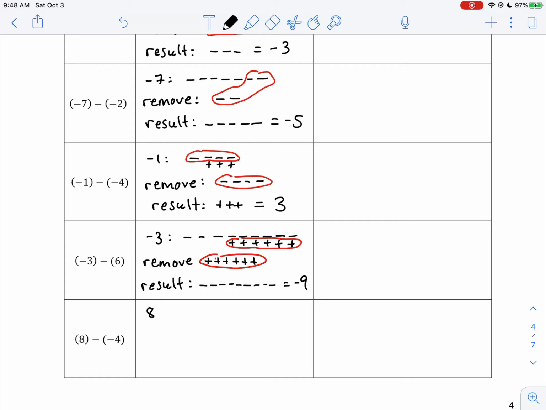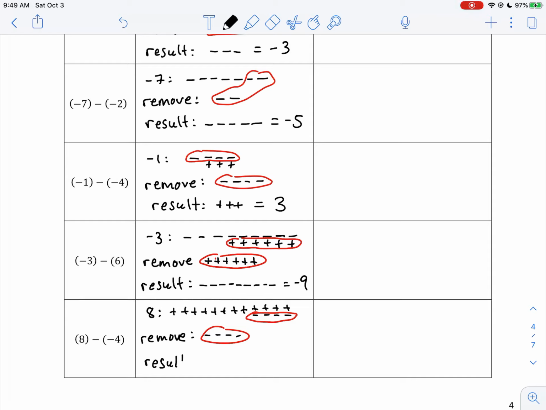Same thing, we have 8 minus -4. So 8 is represented by 8 pluses. There we go. There's 8 pluses. And we want to remove, we're doing the takeaway model here for subtraction, remove a -4. So we're trying to remove 4 negatives, but there are no negatives to remove. So then put 4 0 pairs on here so that we can remove these 4 negatives right there, and they can go away. And then what's going to be left over?